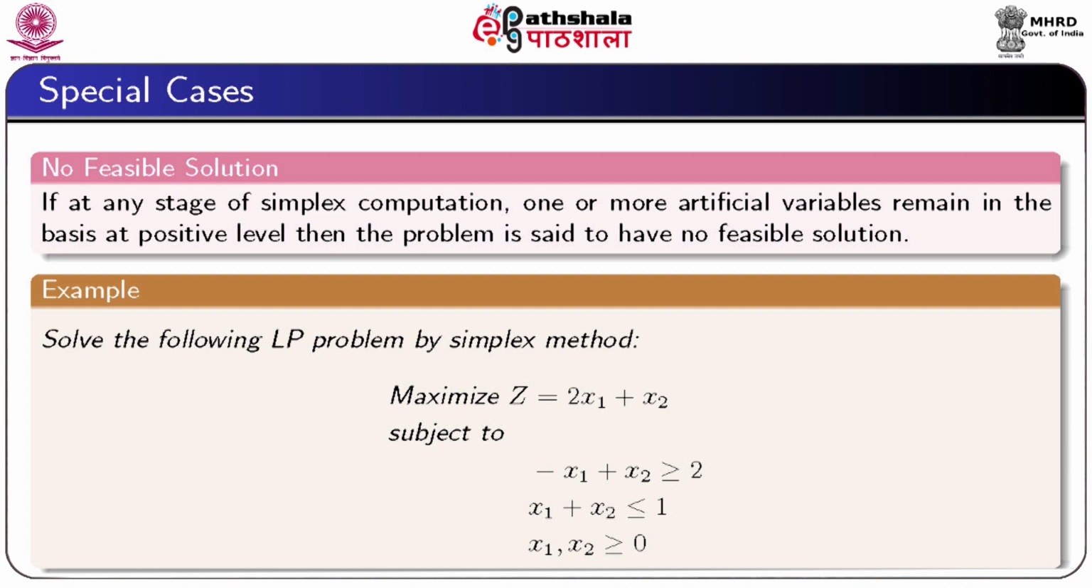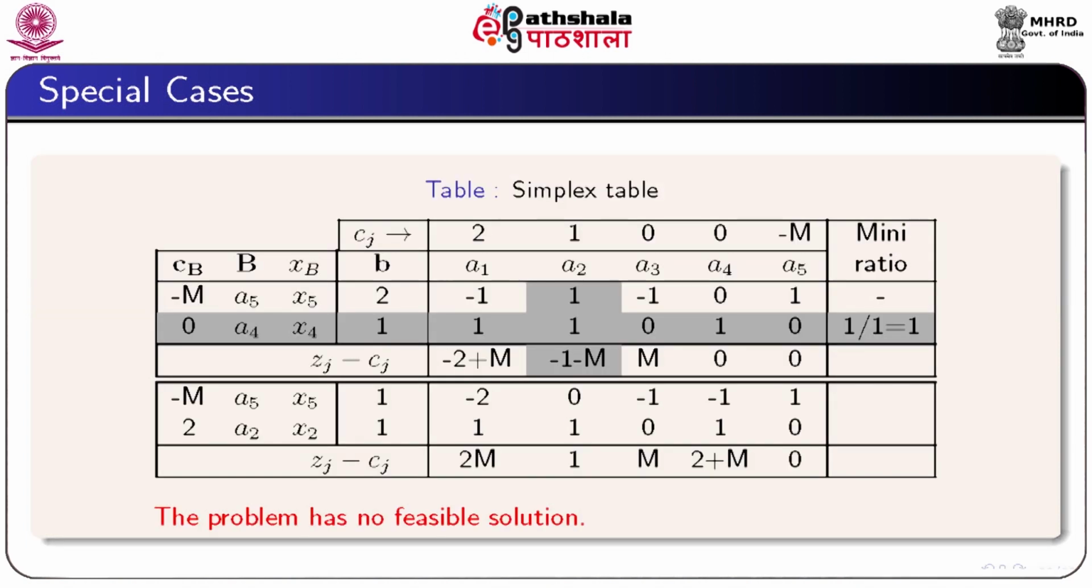Maximize z equal to 2x1 plus x2 subject to two constraints, one is greater than or equal to type and another is less than or equal to type. We first convert the problem into the standard form and put it in the simplex table. Here we introduce surplus variable x3, slack variable x4 and artificial variable x5 to convert the problem to standard form. When this problem is fitted into the simplex table, we see that in the first iteration a2 is the entering vector and a4 is the departing vector.